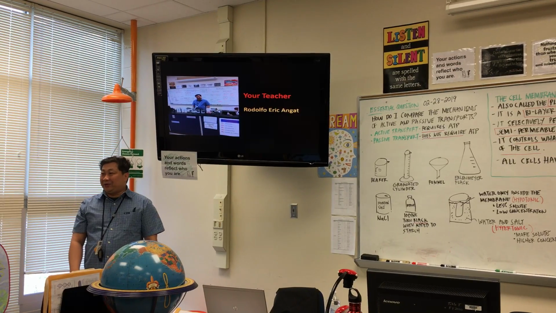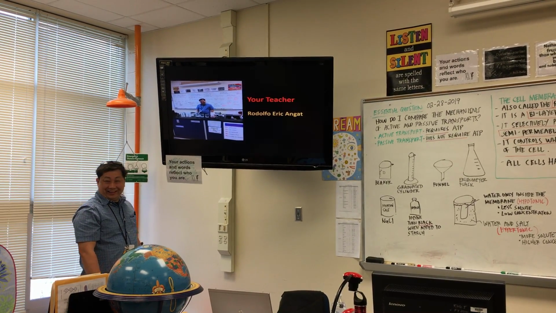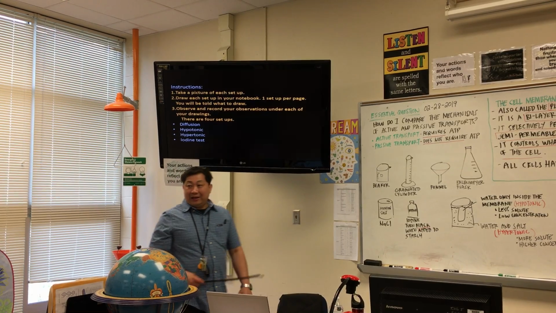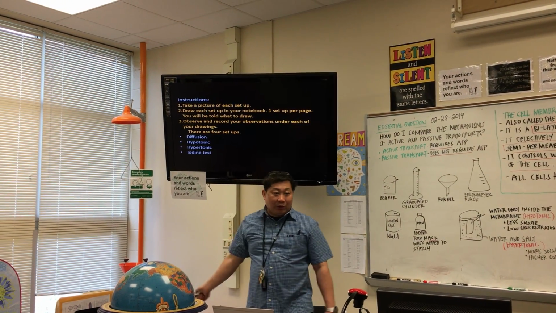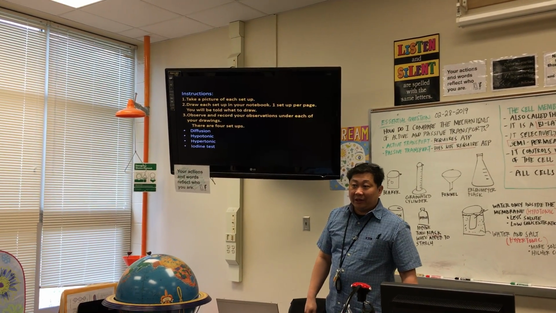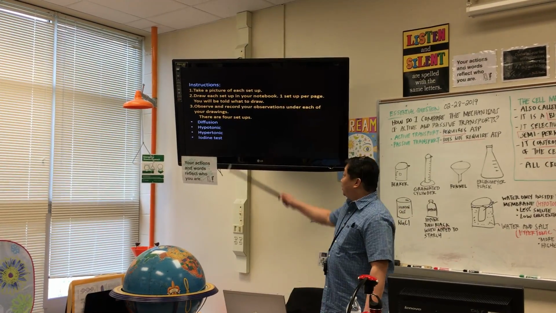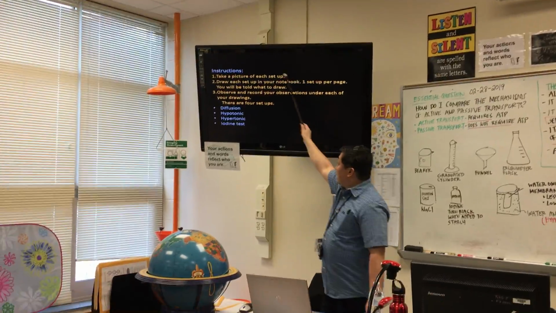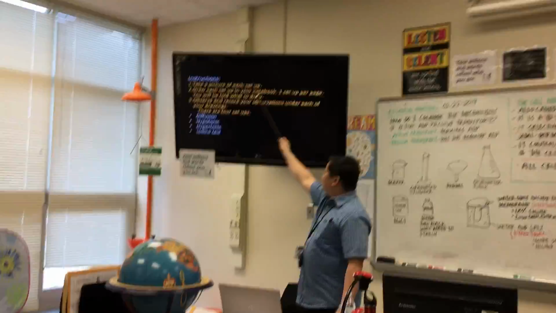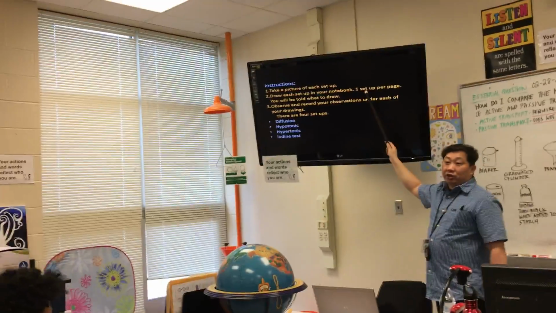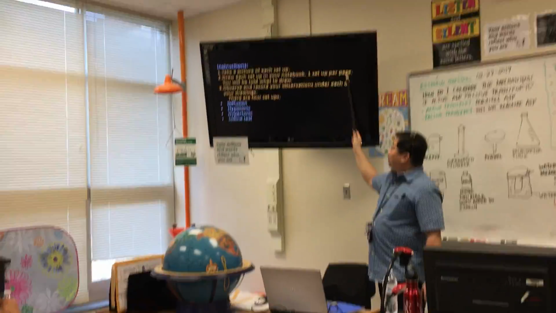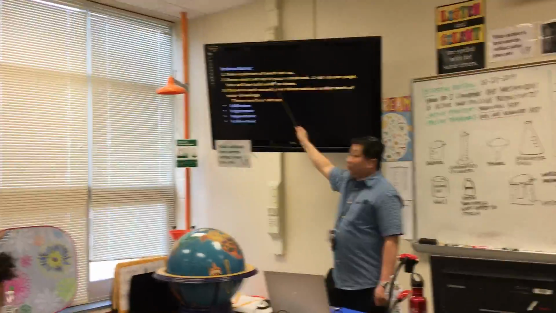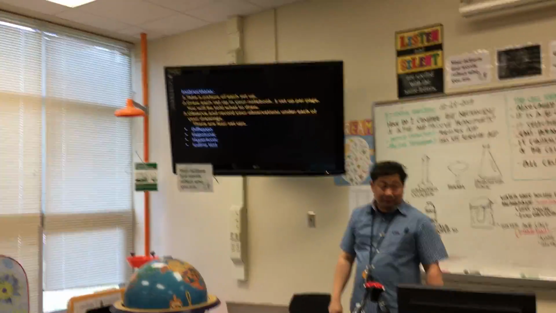And these are the materials that we will be using in the process. And I am your teacher. Okay? So, these are the things that you will be doing. So I need you to listen properly and know what should be done. Take a picture of each setup. Draw each setup in your notebook. There should only be one setup per page. You will be told what to draw. Okay?